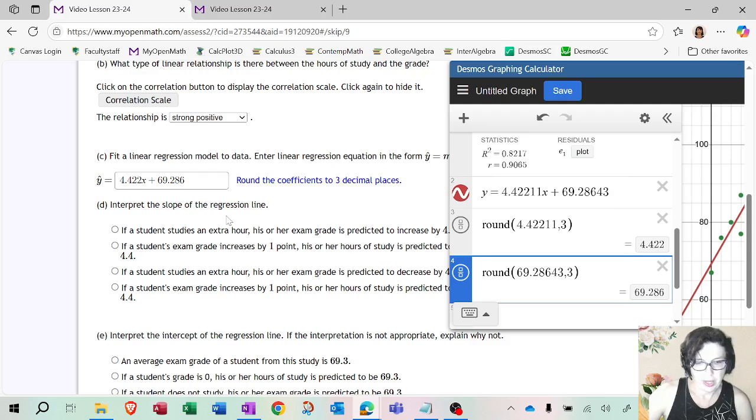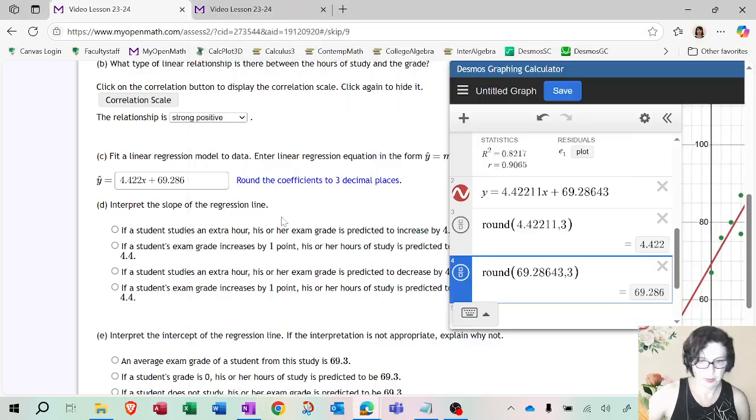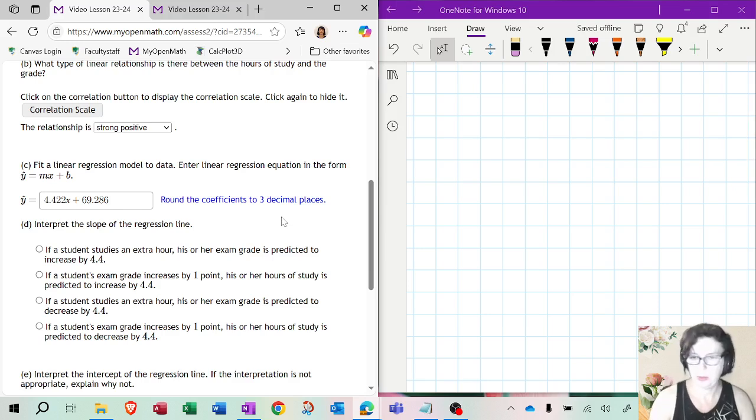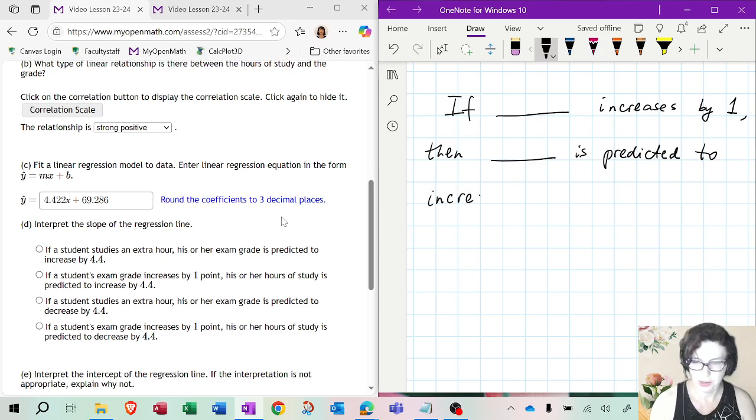Now, whenever you want to interpret the slope and the intercept, what do you do? Okay, so let me just put this side by side so I can write down the interpretation. So for the slope, you're going to say if, then you're going to have a blank, increases by 1, then another blank is predicted to either increase or decrease. So we'll say increase or decrease. And in a second, we're going to decide what. By, and then here you should put absolute value of the slope.